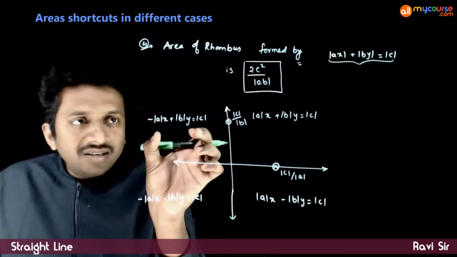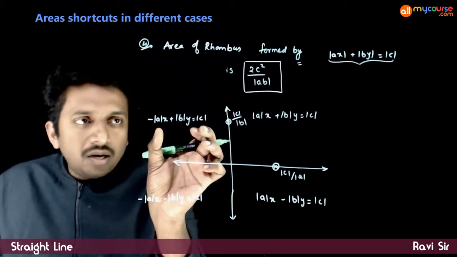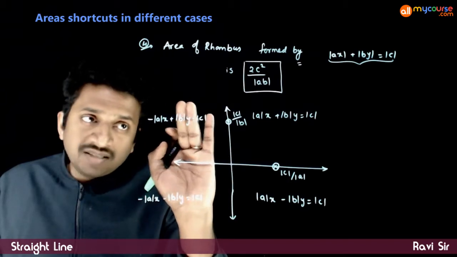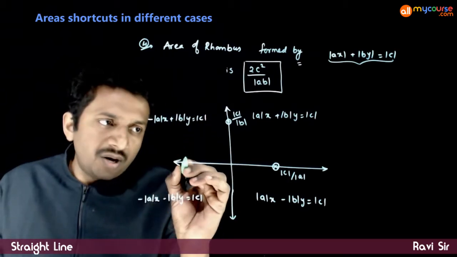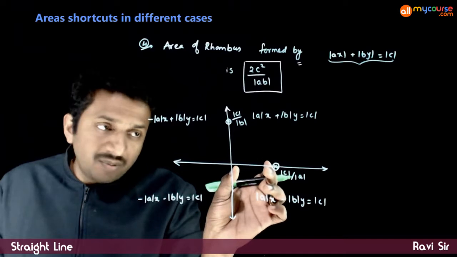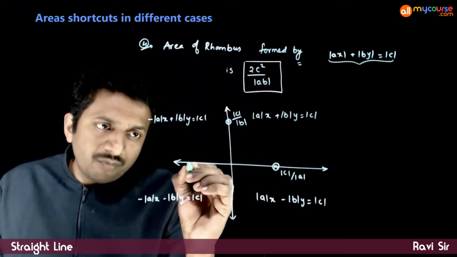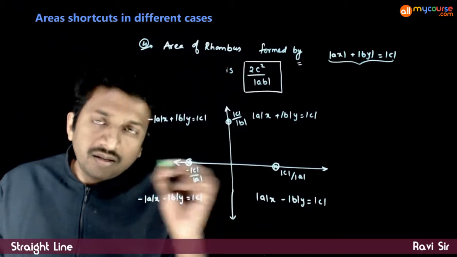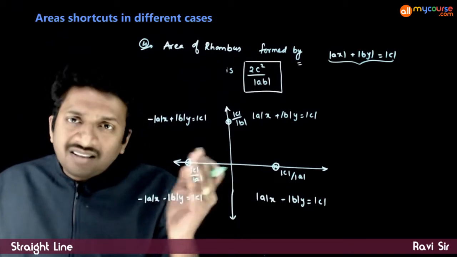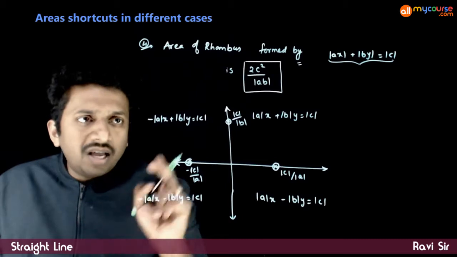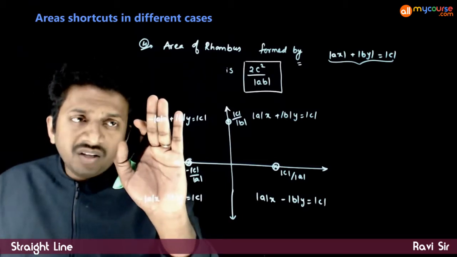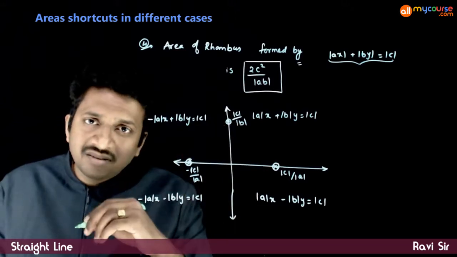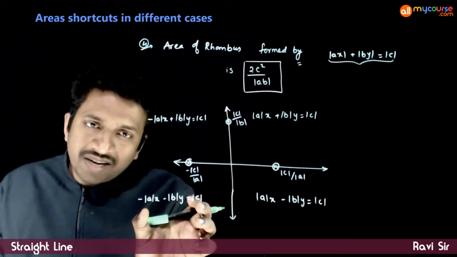Now in the second quadrant, this is the corresponding equation. What is the x-intercept of this? If you put y equal to 0, you get minus of mod C by mod A. Exactly mod C by mod A is this, so minus mod C by mod A will be exactly the reflection of this. And what is the y-intercept? If you put x equal to 0, you get mod C by mod B, which is the same as this. Similarly, what is the y-intercept of this?